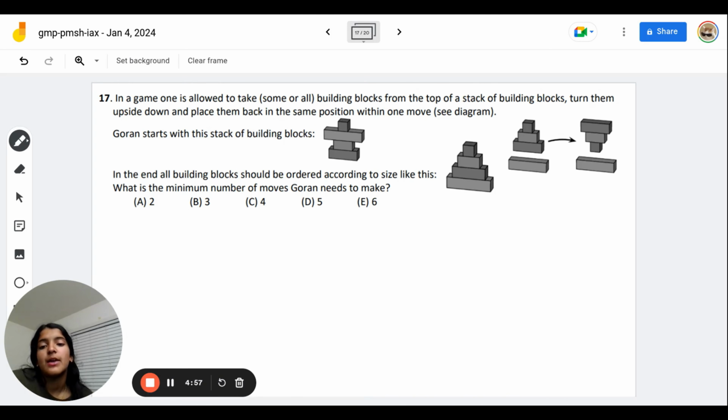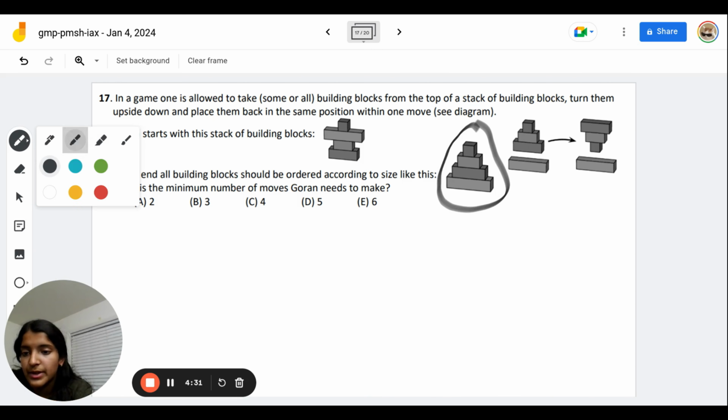17. In a game, one is allowed to take some or all building blocks from the top of a stack of building blocks, turn them upside down, and place them back in the same position with one move. See the diagram. Goran starts with this building block. In the end, all building blocks should be ordered according to size like this. So kind of like this. Okay. What is the minimum number of moves Goran needs to make?